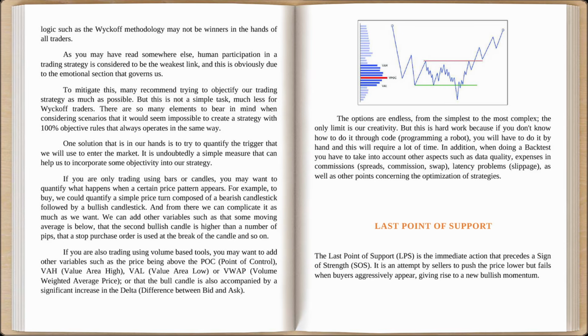We can add other variables such as that some moving average is below, that the second bullish candle is higher than a number of pips, that a stop purchase order is used at the break of the candle, and so on. If you are also trading using volume-based tools, you may want to add other variables such as the price being above the POC (point of control), VAH (value area high), VAL (value area low), or VWAP (volume weighted average price), or that the bull candle is also accompanied by a significant increase in the delta difference between bid and ask. The options are endless, from the simplest to the most complex. The only limit is our creativity.